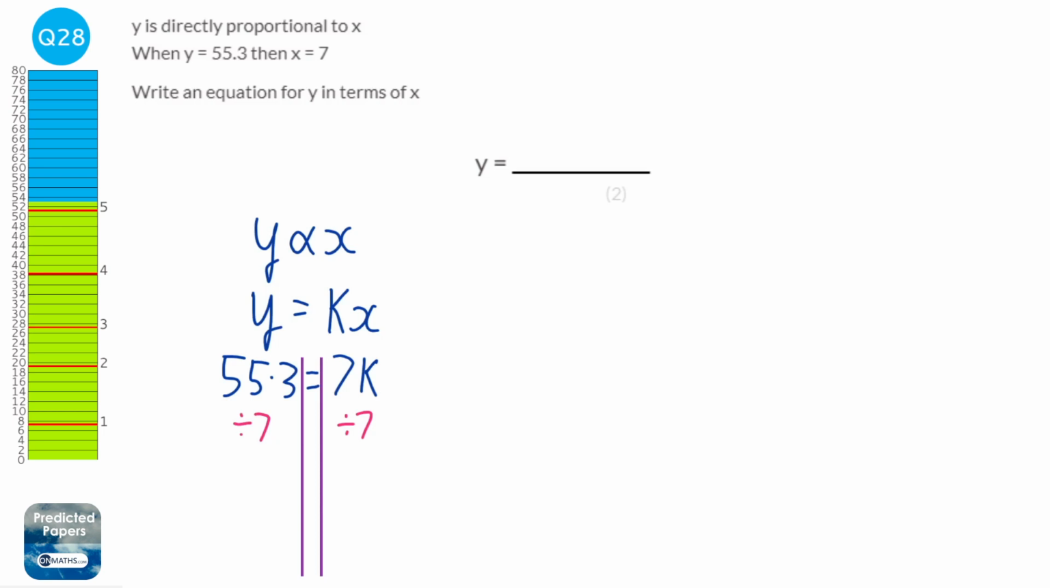And 55.3 divided by 7 is 7.9. And that's what k is. So we're going to rewrite this equation here, this formula here. Y equals 7.9x, and that is actually our answer.